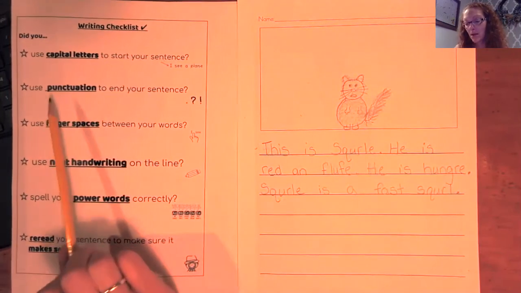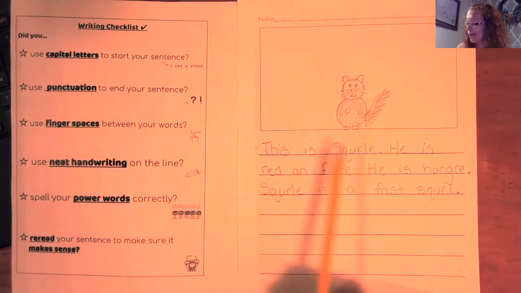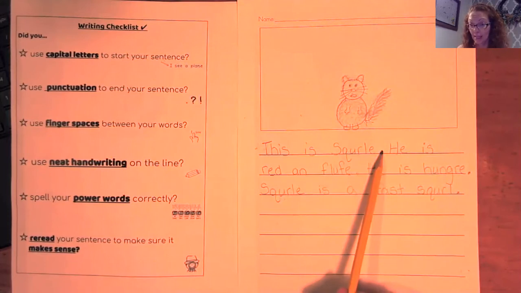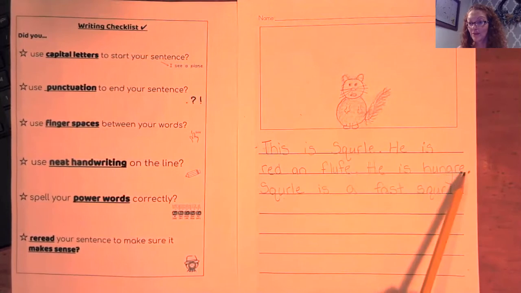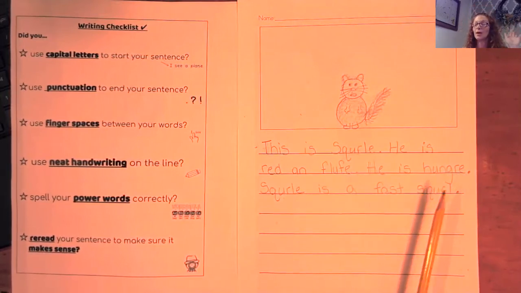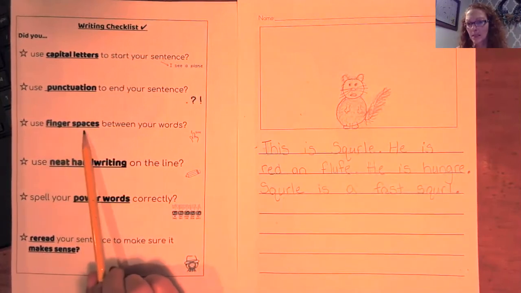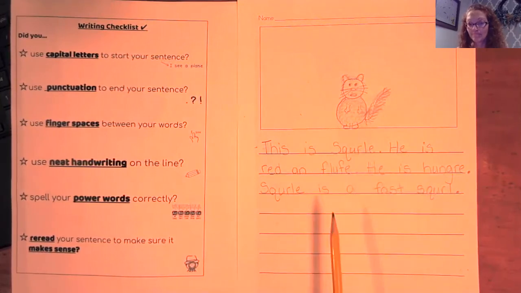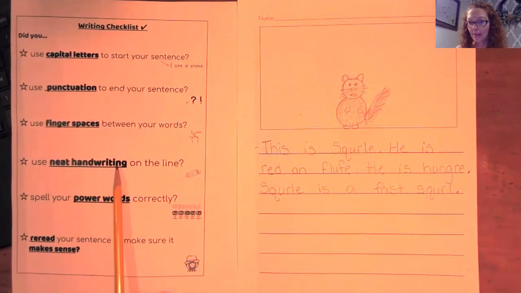Okay. Did I use punctuation at the end? Well, you reminded me about that one. So I have one after that sentence. Excuse me. I have one after this sentence. I have one after this sentence. And I have one after this sentence. Whew, got those. Thank you for helping. Did I use finger spaces? I can look right away. I use lots of finger spaces. Yay! Did I use neat handwriting on the line?